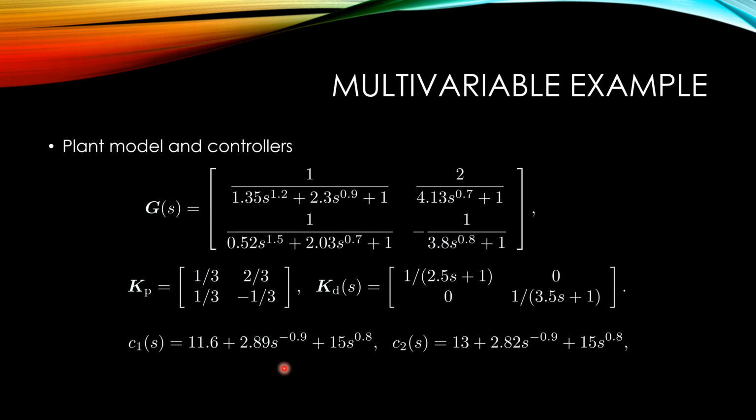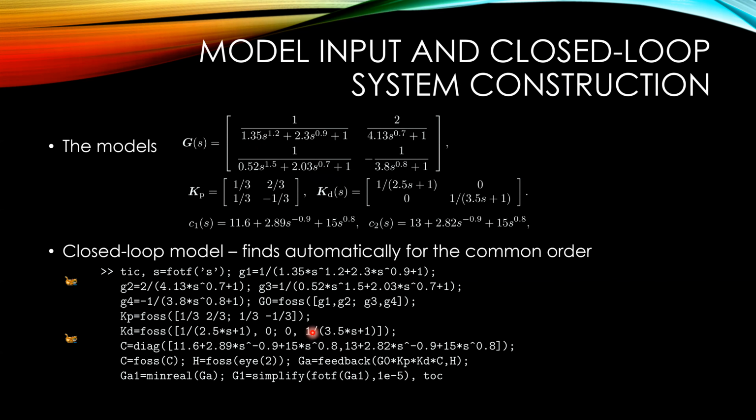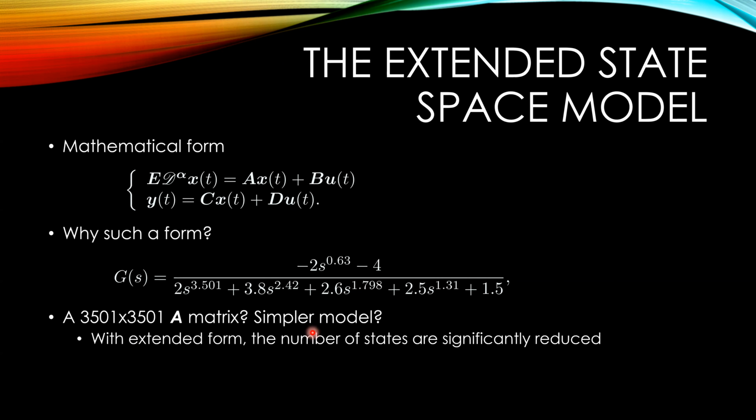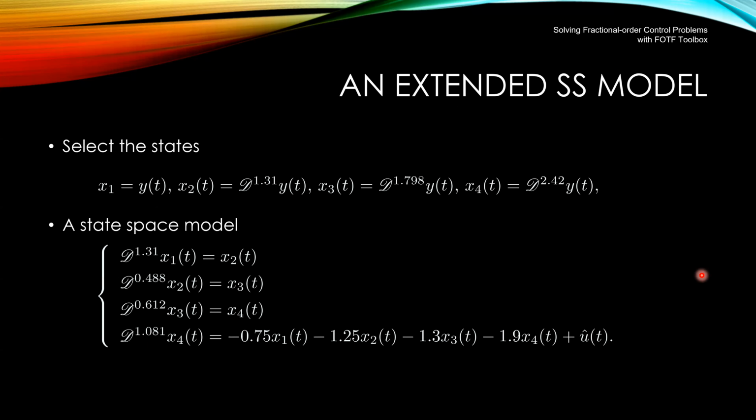So this is how he designed it, and he's trying to have a 2 by 2 fractional system. You have a KP, a KD. So you can get the closed loop automatically and find a common order. And if you find 0.001 as a common order, then you end up with a very huge matrix. We have to use some ideas to reduce that.